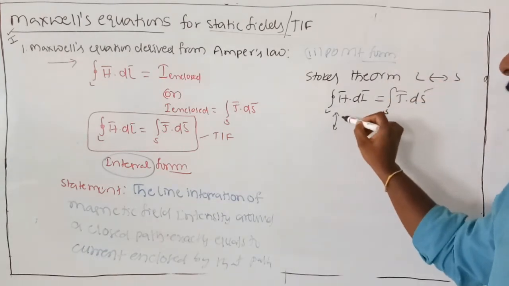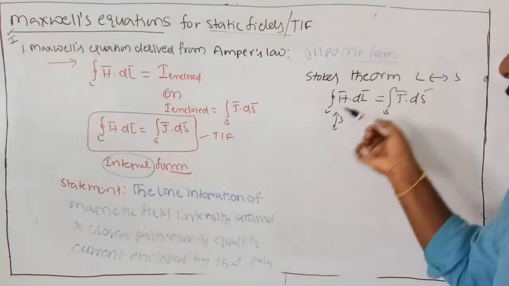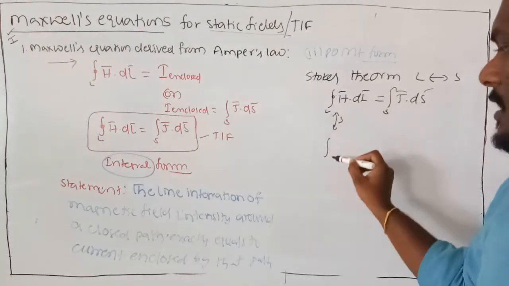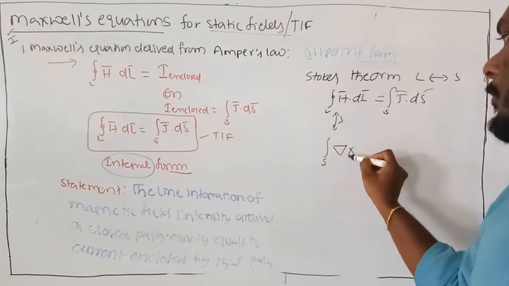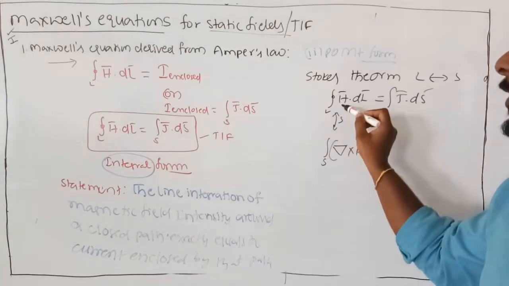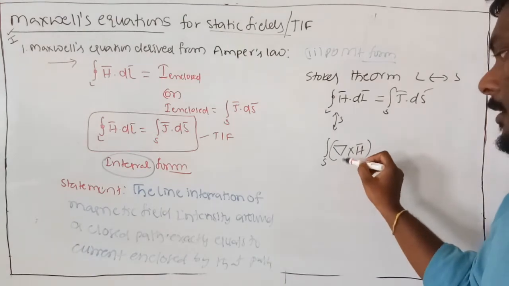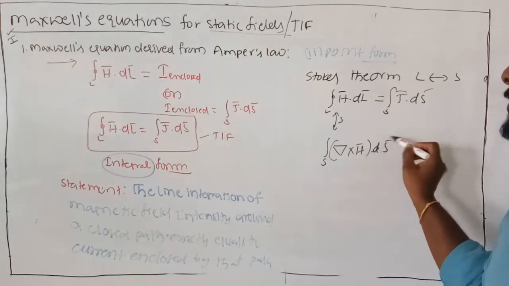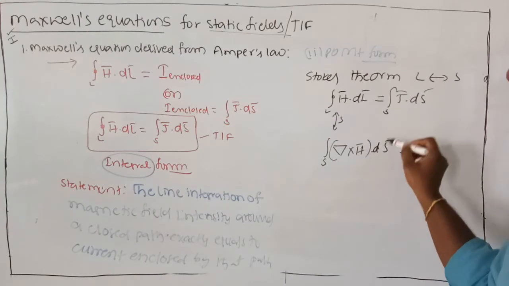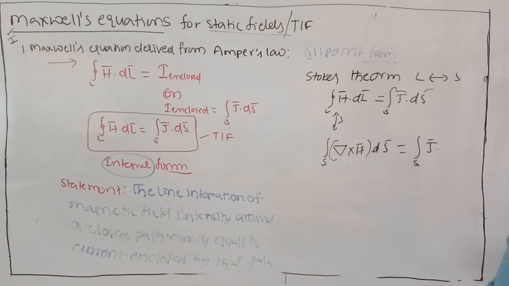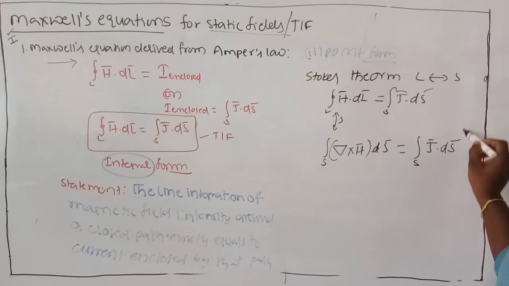Now I am converting this line integration into surface integration with the help of Stokes theorem. How can you convert it with the curl expression? Just replace the line integration with surface integration and write the curl before the quantity. What is the quantity we are converting here? H bar. Curl means del cross. As we are integrating with respect to surface, we write ds bar here, and on the right side, J bar dot ds bar.